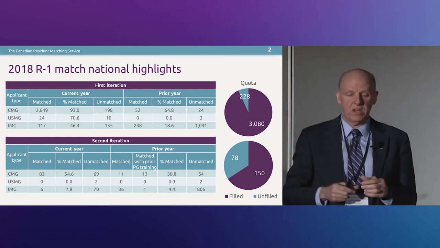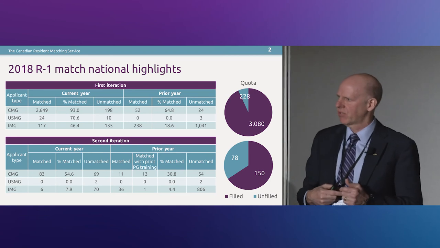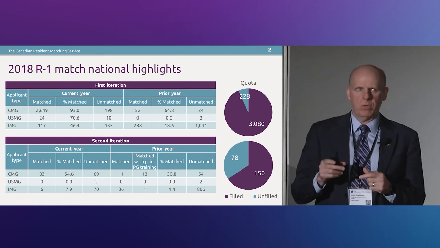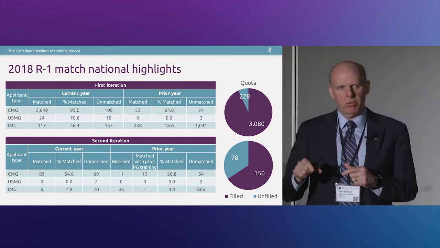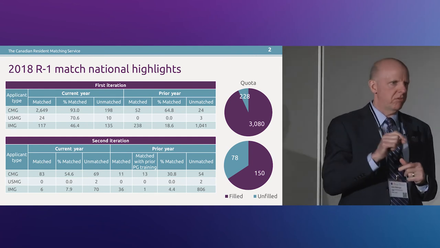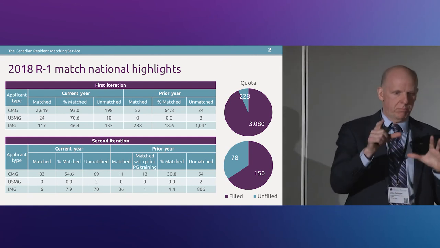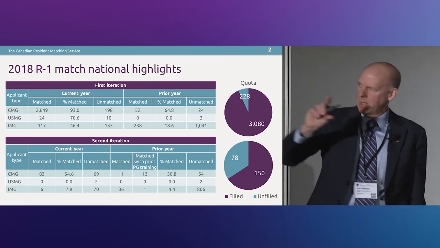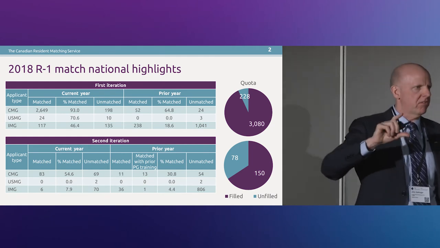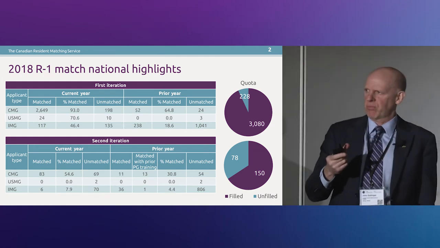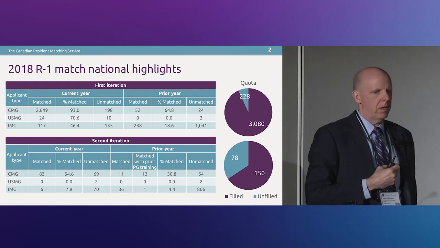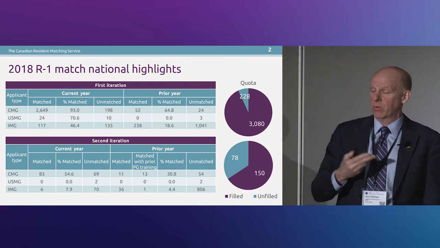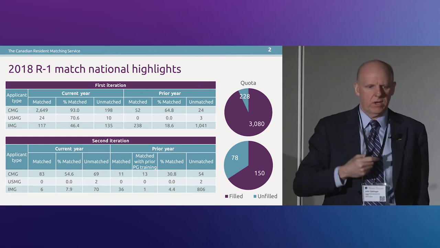Current year for CMGs at least is defined as those who are on class lists from an Ontario medical school. So that's what's considered a current year. A prior year are people who have not been matched and have no prior post-grad training, but who have previously participated. So that's the breakdown of that group. You can see the match percentages there, and I won't go through them in detail. And then the pie chart on the right-hand side, that's the position view, so the quota. So there were 3,308 positions in total available in the first iteration, of which 3,080 were filled in that first iteration, leaving 228 to then go into the second iteration.